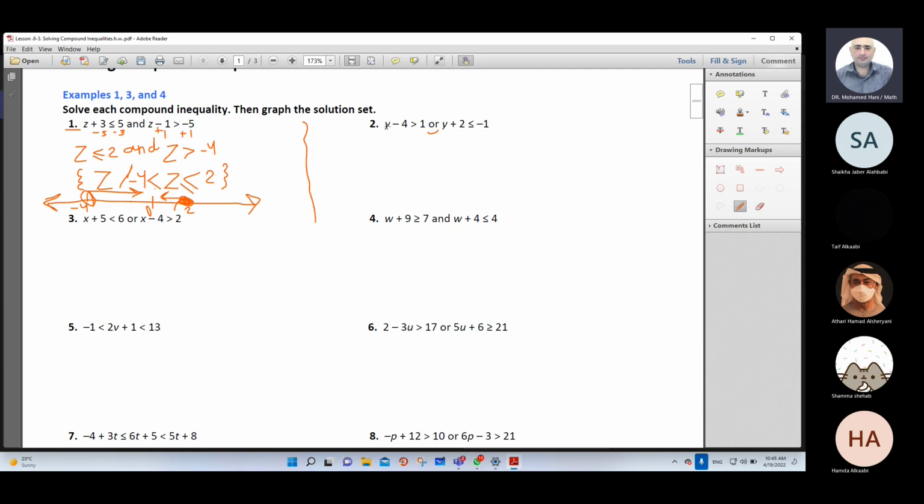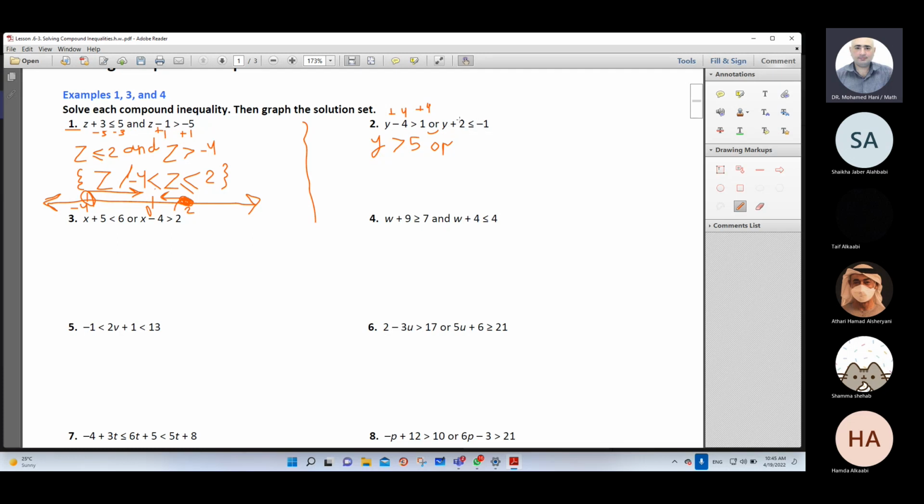Keep the variable on the same side. Try to remove the number. How to remove negative 4? Add 4 to the two sides. Negative 4 plus 4 will be 0. So we have here y greater than 4 plus 1, which is 5. Or we have y plus 2 less than or equal to minus 1.